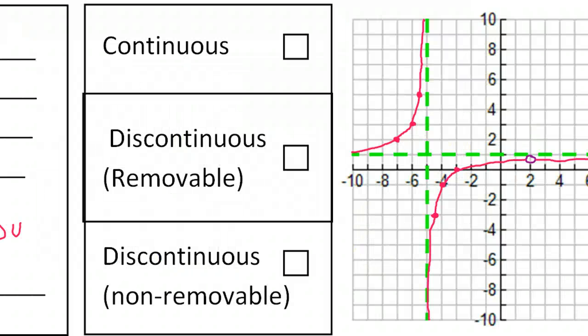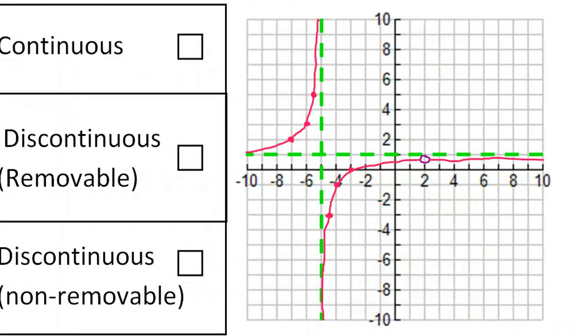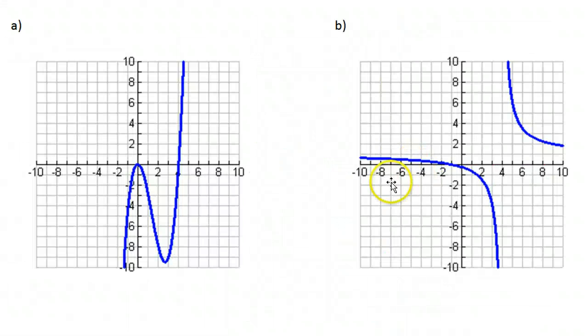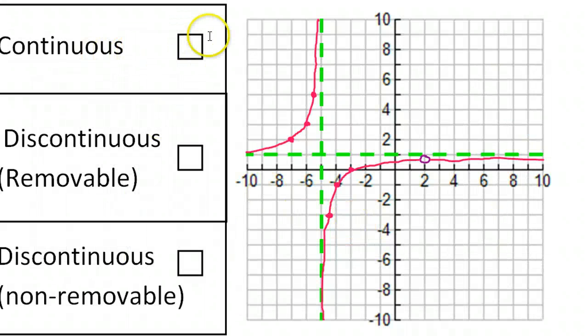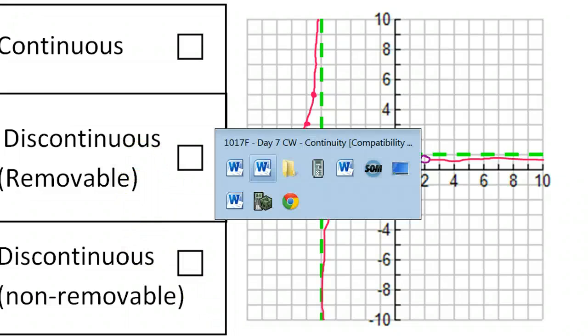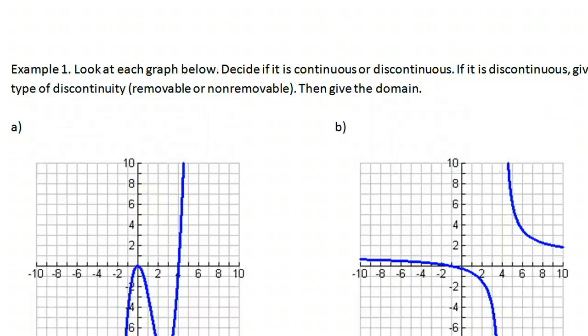So first of all, looking at this function, is this continuous or discontinuous? Well, this is certainly discontinuous. If you think about it, I have three pieces here. I've got these two branches, but even this branch over here has two parts to it because I've got this point discontinuity right here. So it's definitely not continuous, so I'm not going to check that box. So it's discontinuous. Now we have to be more specific.